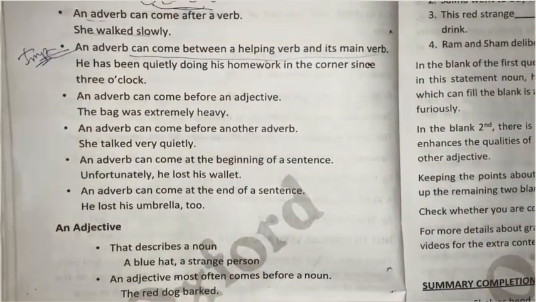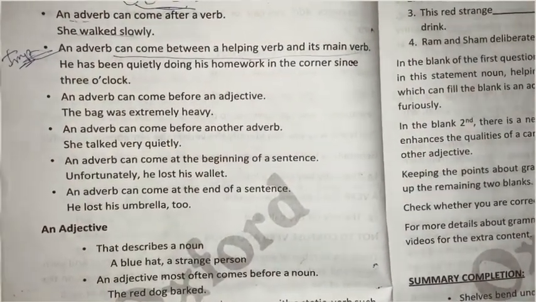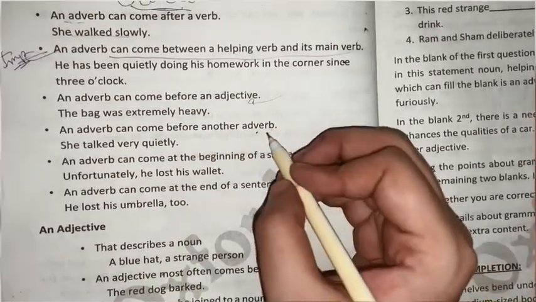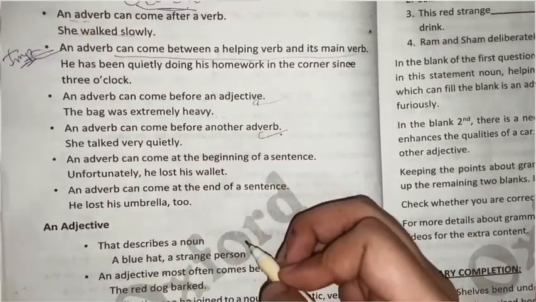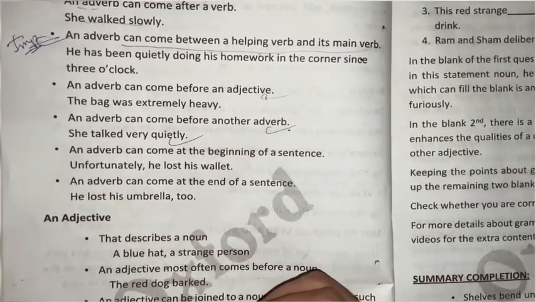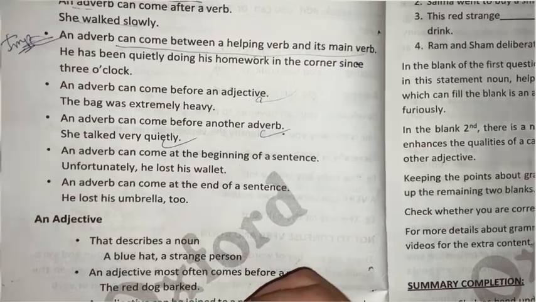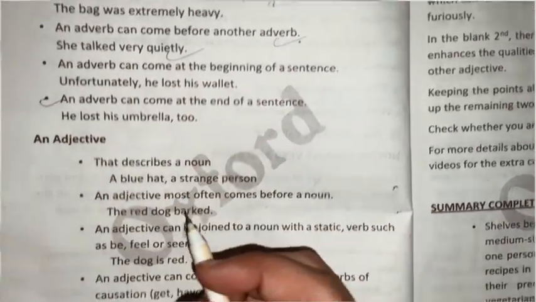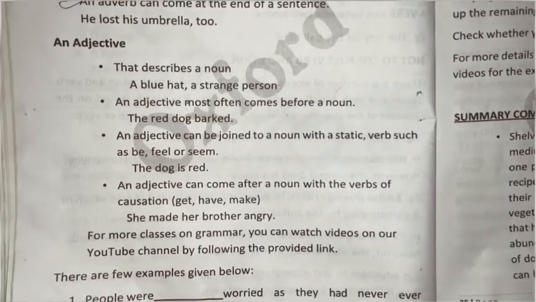So it is very important to note that it can come between a helping verb and its main verb. An adverb can come before another adverb also. She talked very quietly. An adverb can come at the beginning of a sentence. Unfortunately, he lost his wallet. An adverb can come at the end of a sentence.